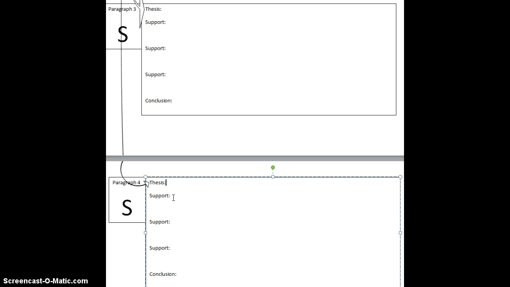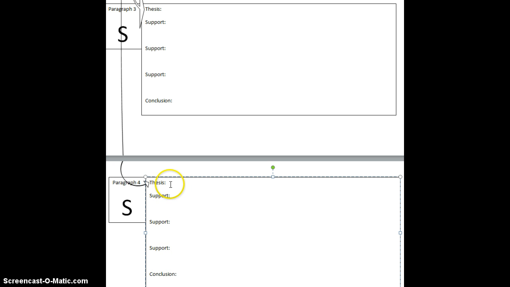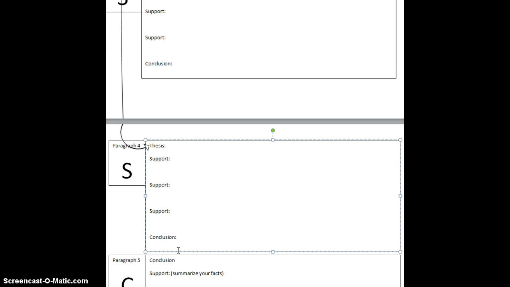You take whatever's here and you follow the arrow, and you put it here. The supports are whatever you're getting from your resource page. That's why you did the resources. That's where your supports come from. So you have a thesis and argument. You tell me why you feel that way based on facts, examples, opinions taken from the resources.